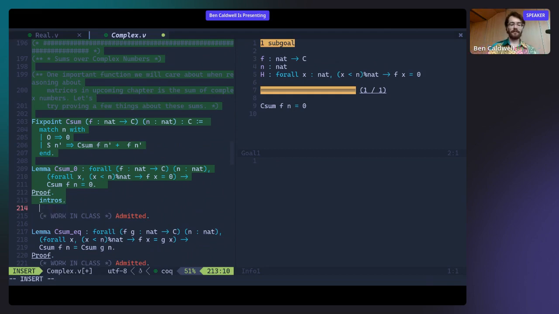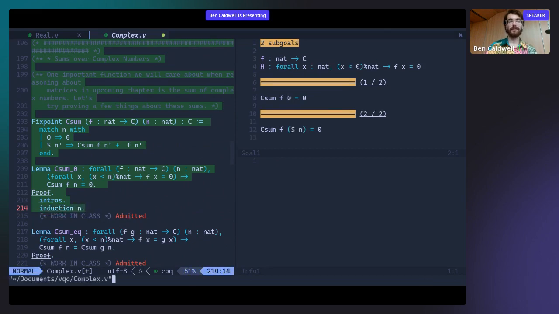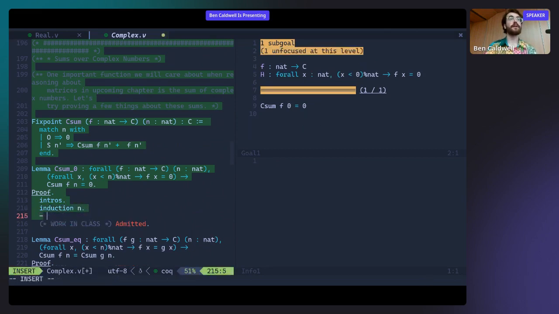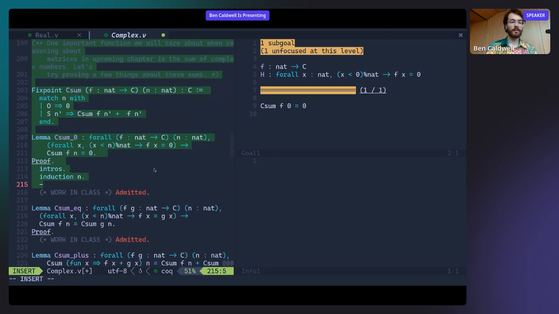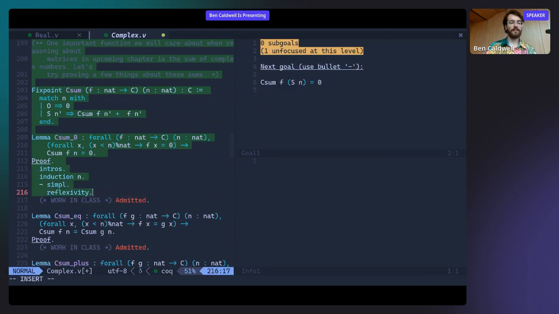Induction. Induction is a great tactic to use when you have a recursive function. Oftentimes it will at least point you in the right direction. So now we have the base case. How will we approach this? Let's look back at our definition for C sum. Right, so f n match n is 0, so it should just return 0, which means we can simplify and reflexivity.